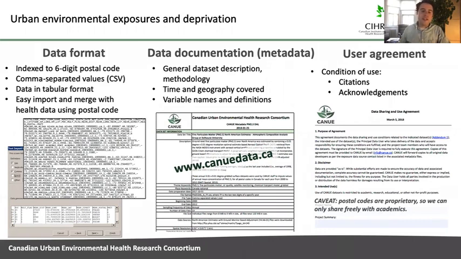Metadata documents give technical information about who produced the data, how it was developed, the time and spatial resolution of the data, and a data dictionary providing variable names, coding, and descriptions. These documents also include any conditions of use, such as citations and acknowledgements. To ensure that these conditions are fulfilled, all data users need to sign CANUE's data sharing and use agreement. I should note here that at least one team member applying to access CANUE data needs to be affiliated to a Canadian academic institution. This is due to the license requirements of the proprietary postal code files to which CANUE exposures are indexed.